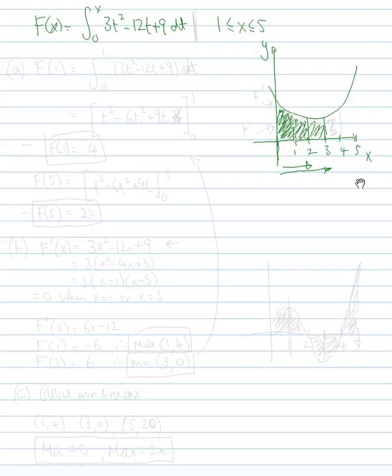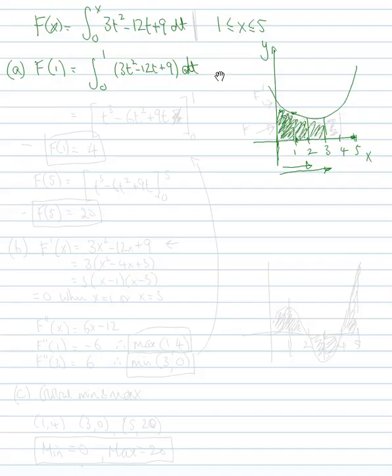Once we know that, it's fairly simple to work through the parts of the question. The first part says calculate f of 1 and f of 5. In other words, calculate f at the two endpoints, because it only goes between those values. Pretty straightforward, right? So f of 1 is the integral from 0 to 1 of 3t squared take 12t plus 9 dt.